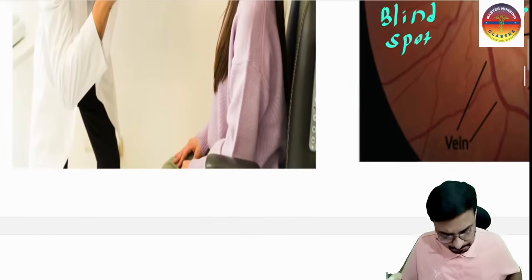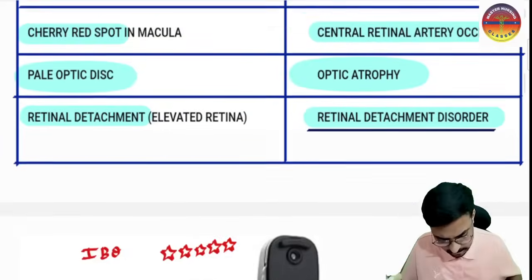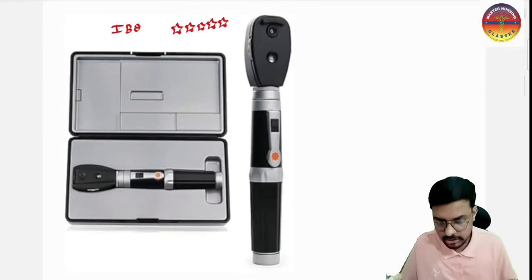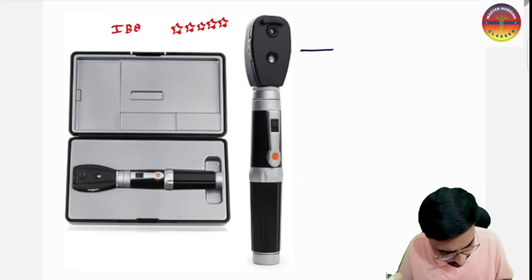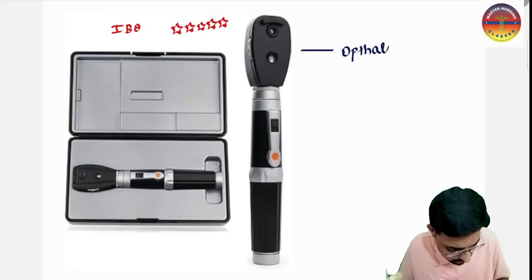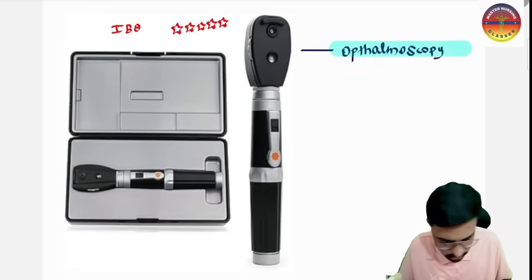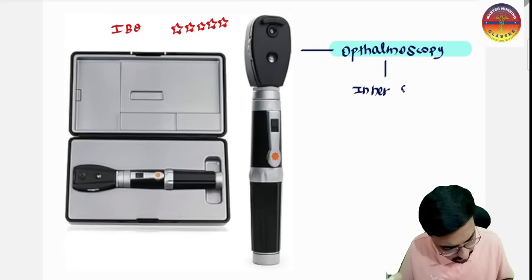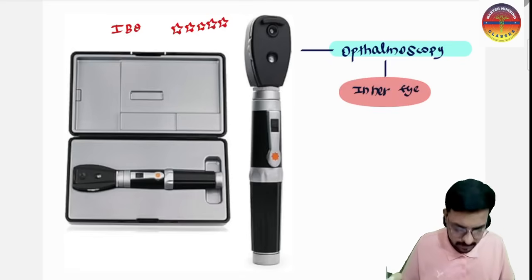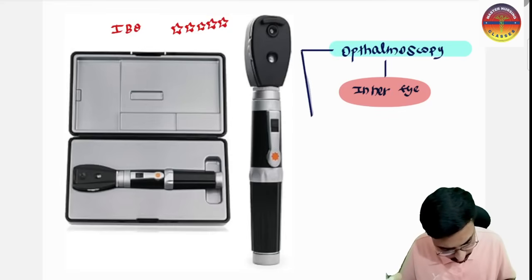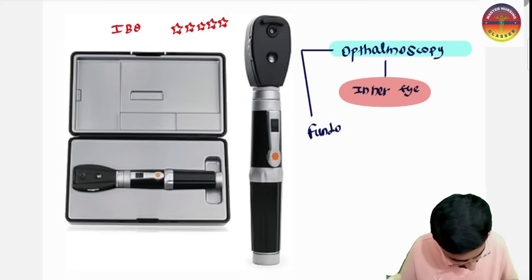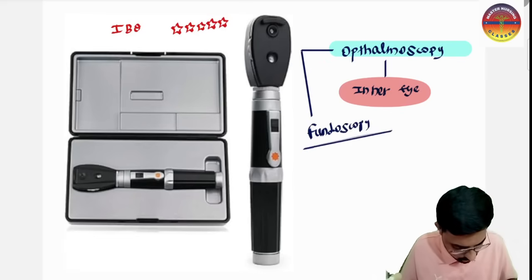The otoscope front will be sharp, so that is the otoscope, and this one is the ophthalmoscope. This is how you have to identify them. The ophthalmoscope is used for the assessment of the inner eye. This is most important, you have to understand it, and you may get a question from here. We also call this the fundoscope, and fundoscopy is the visualization of the inner eye.